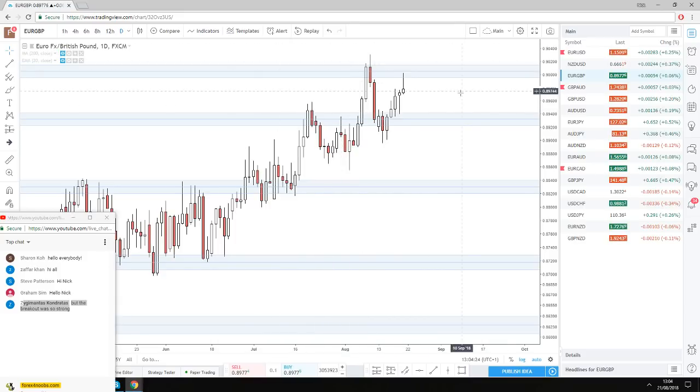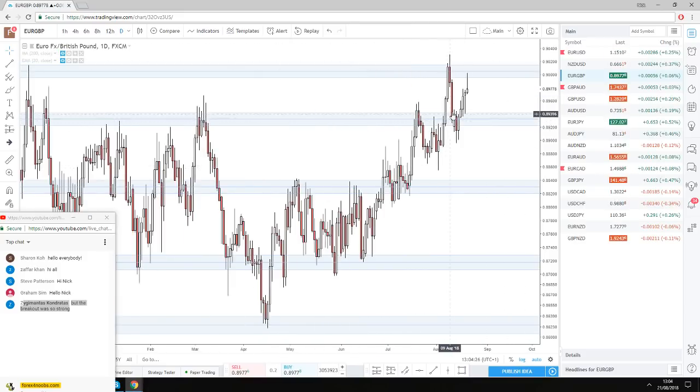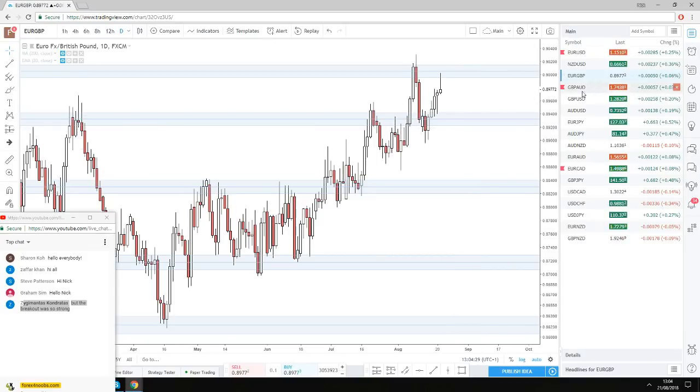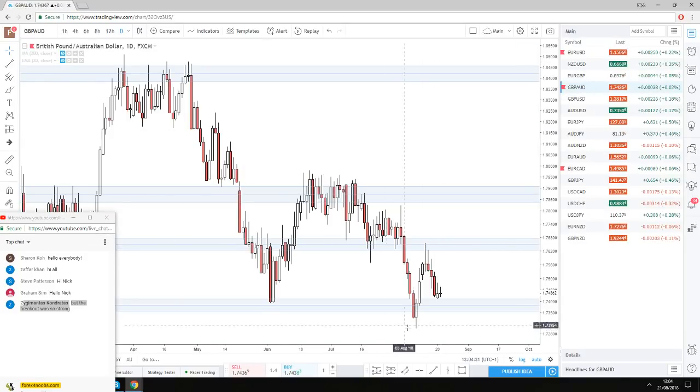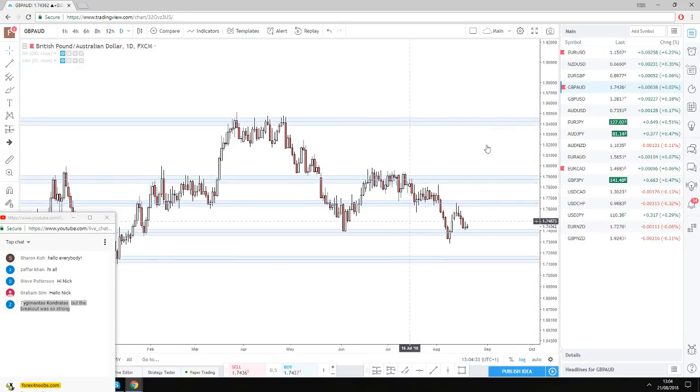EURGBP, there's nothing much going on here. It's bounced away from this resistance area. It's a very strong resistance area. So let's look at GBPAUD. Yeah, again, nothing much going on there.